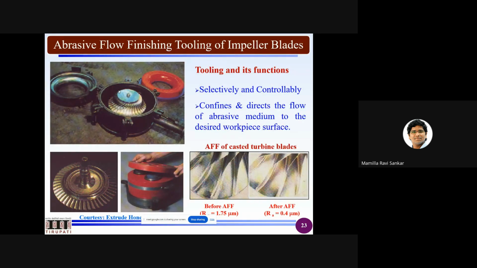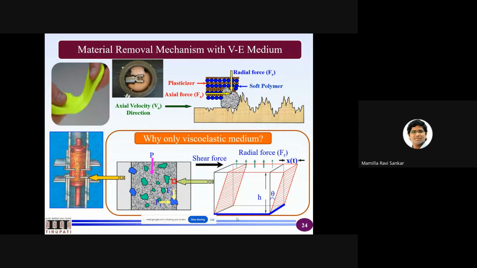At the same time, the advantage is that you can design your fixturing. Fixturing is to hold the component. In this scale, for example, you have a small impeller. You need to hold it firmly and you need to divert the fluid accordingly so that you can do the finishing from 1.75 microns to 0.4 microns and so on. How this particular technology works, this slide looks very easy when you are listening, but it took almost all 3 years of my PhD.